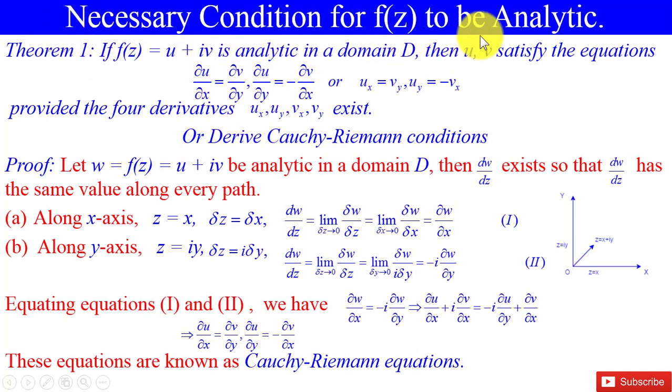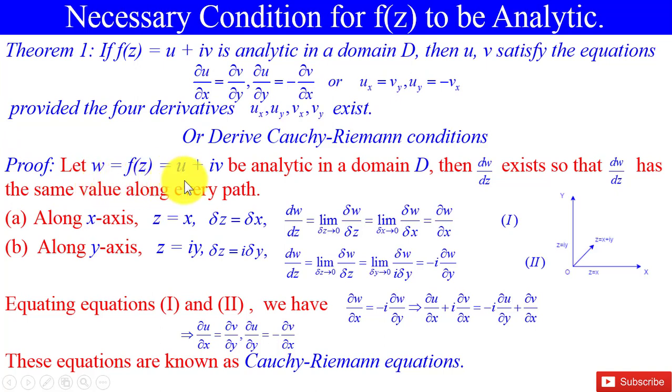Necessary condition for f(z) to be analytic. Theorem. If f(z) = u + iv is analytic in a domain D, then u and v satisfy the equations del u by del x = del v by del y, del u by del y = minus del v by del x, or ux = vy, uy = -vx, provided that the four derivatives ux, uy, vx, vy exist. Or, derive Cauchy-Riemann conditions.